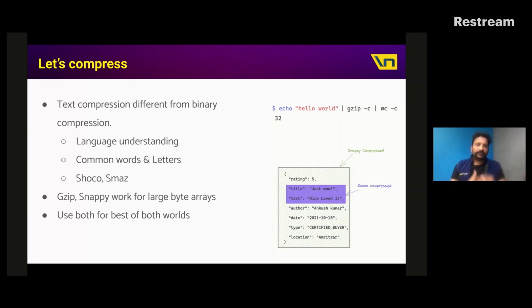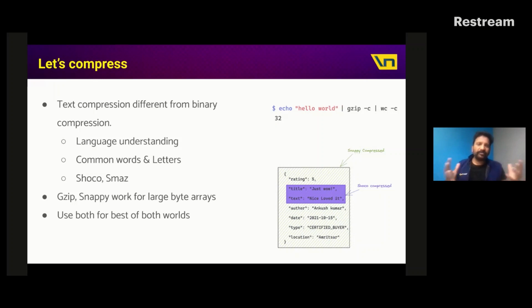Now, the third strategy is the most common strategy that people think of when it comes to reduction of data footprint size, which is compression. And you need to remember one thing. Let's take this example. You can type it in your terminal today. gzip is a very common compression algorithm that we use. So you just say echo hello world and you do a gzip compression and see the size. Hello world is 11 or 12 characters long. When it gets compressed, it becomes 32 bytes long.